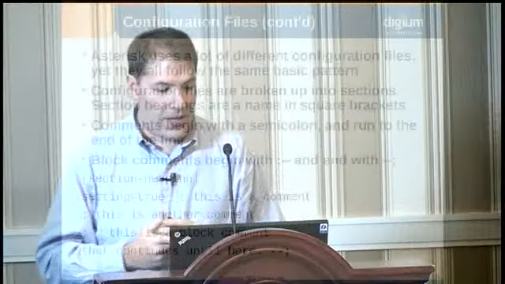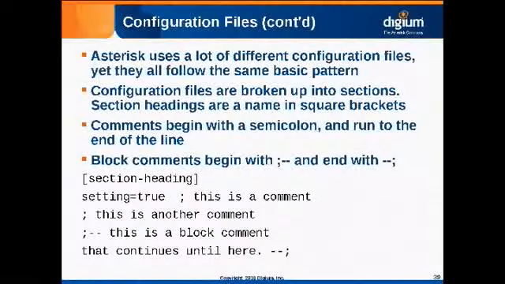So we use that same sort of structure when we build configuration files in Asterisk. Anything that's a section of a configuration file is going to have a section heading, and that's in square brackets. So you see my section heading there. Okay. Underneath the section heading, you're going to have settings, and it's going to be the name of the setting equals a value. So you can say setting equals true, another setting equals false, password equals 12345, whatever the settings happen to be. If you want to put a comment in there, you put a semicolon, and then from the semicolon to the end of the line, that's a comment.